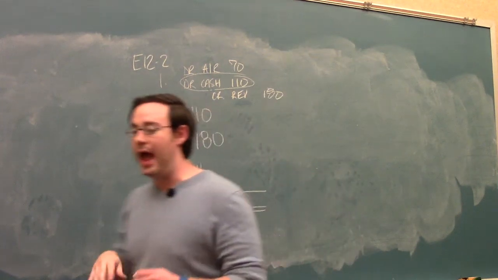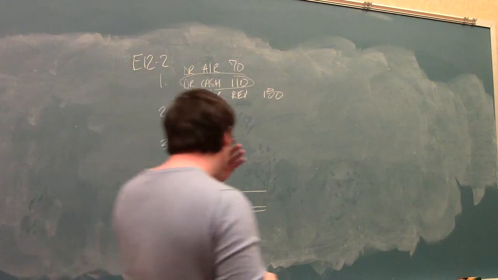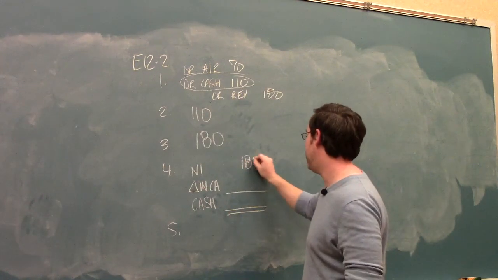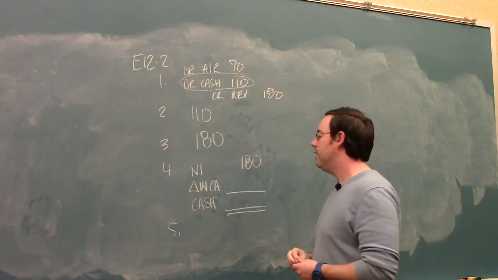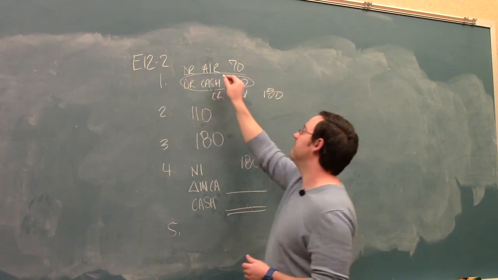Part 4 asks us to actually reconcile. It says, show how the indirect method would convert net income to net cash flows from operating activities. So how would we actually convert it? Well, using the indirect method, we start with net income, right? So we'll put 180 here. Then we adjust for the changes in current assets. Well, current assets went up.